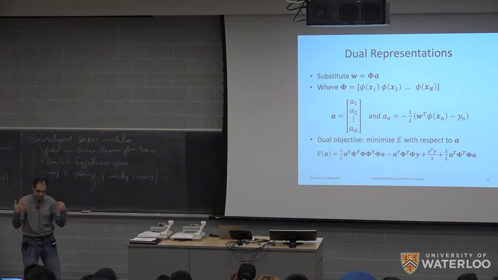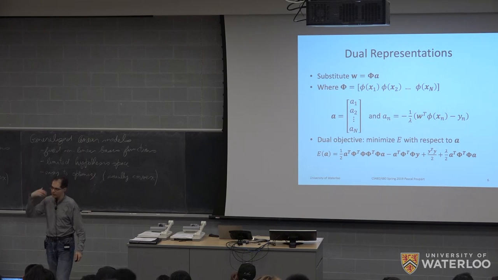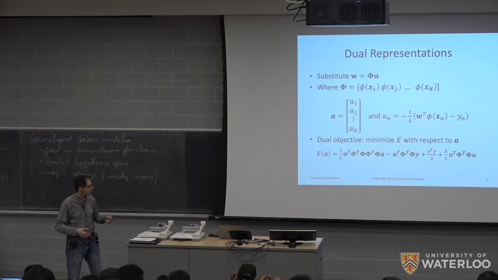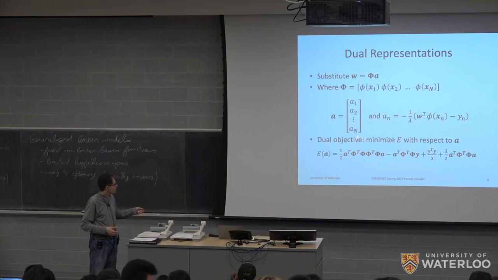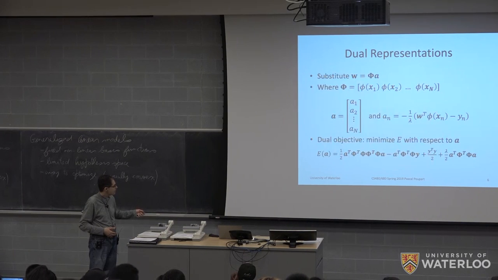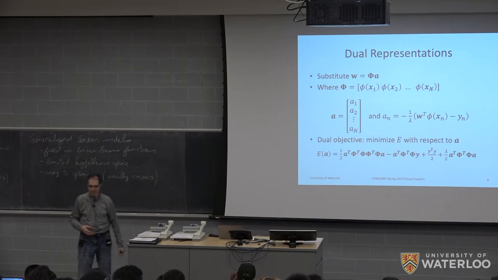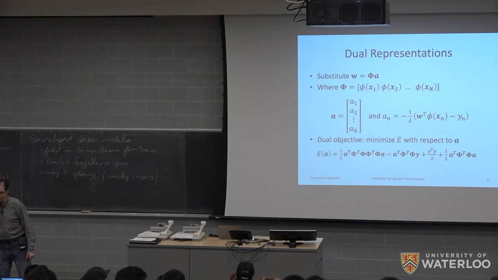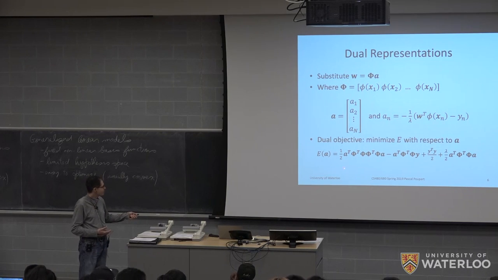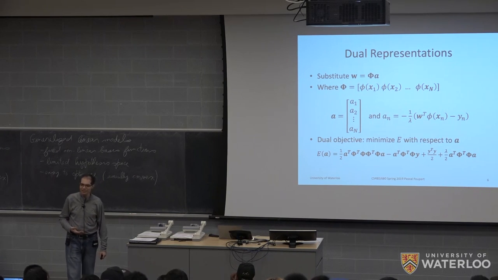So now I can take my original objective for linear regression, where I was minimizing over w, and instead I can rewrite it in terms of minimizing over a. So if I simply replace every w in my objective here, so this is my objective, I replace this w, and this w by phi times a, I obtain this expression. Now when you look at this expression, you might not get too inspired, right? It doesn't look very good. It looks like there's just a bunch of phis multiplied together and then more phis and more phis. So that's not too exciting.